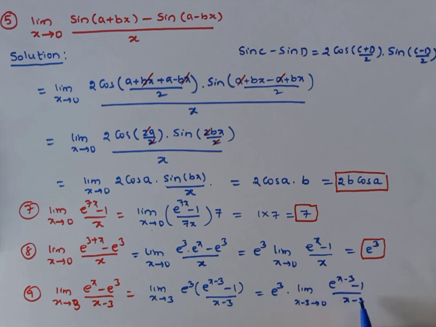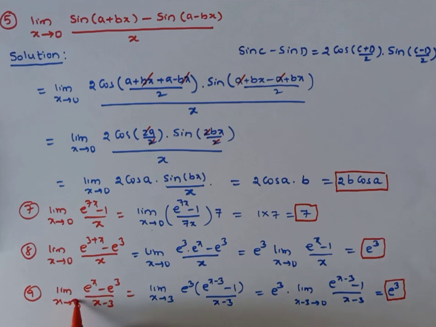How does it look? It is the e power x minus 1 by x model. Let us take x minus 3 as y. Then it is e power y minus 1 by y form, and e power y minus 1 by y is 1 only. So finally it is e power 3 into 1, which is e power 3. So this is x tends to 3. Sorry, not 0, it is 3.